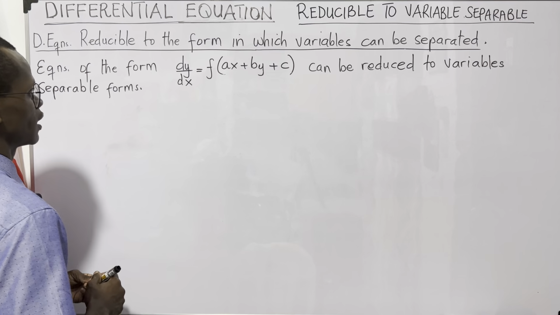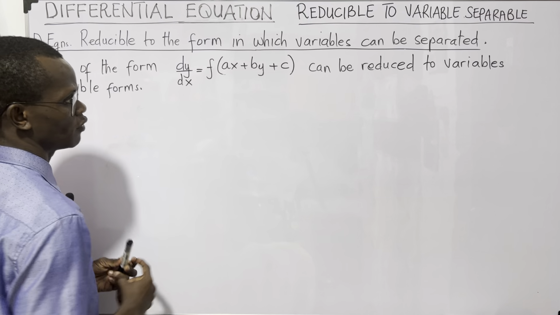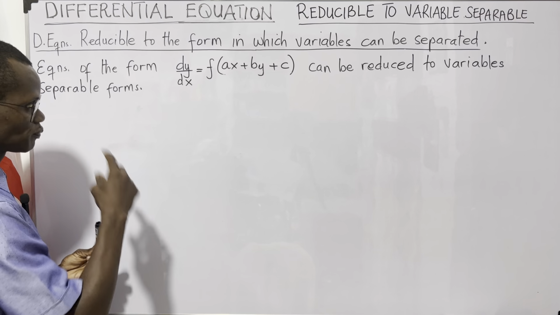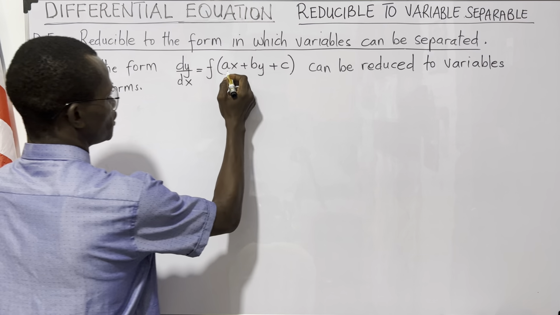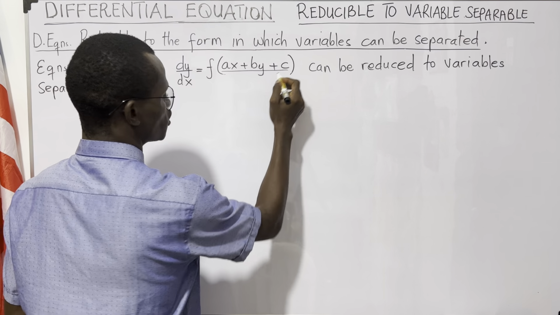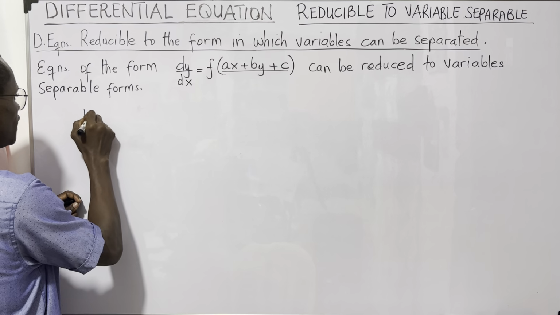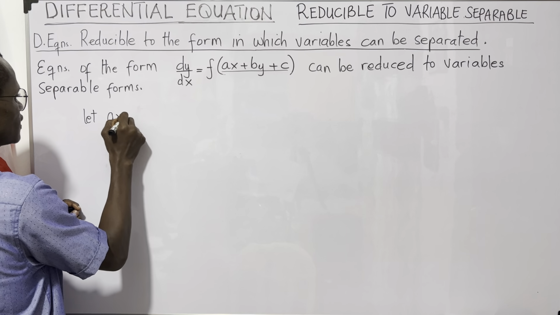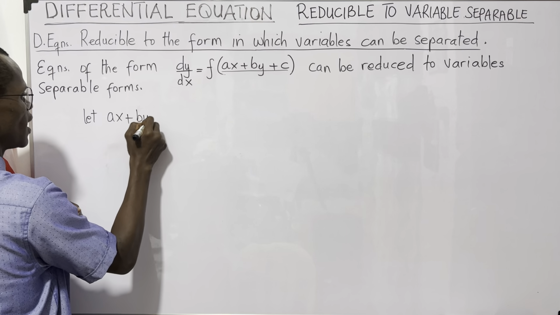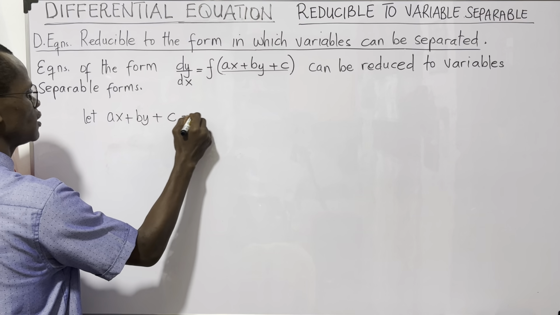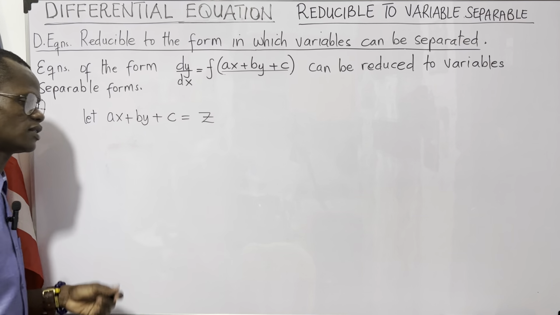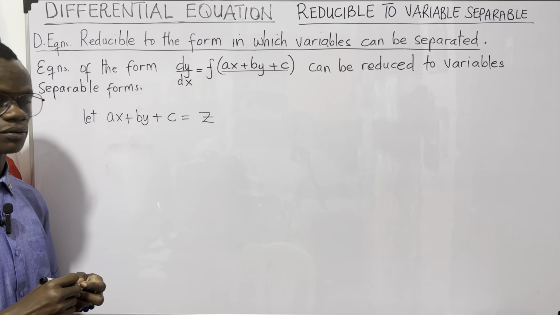So considering that this is the general form of what we want to look at, let's substitute what is within here with some other variable. We can say let ax plus by plus c equal some variable, say z for instance, or t, or whatever variable you want to use.